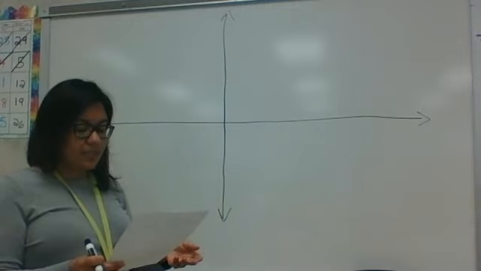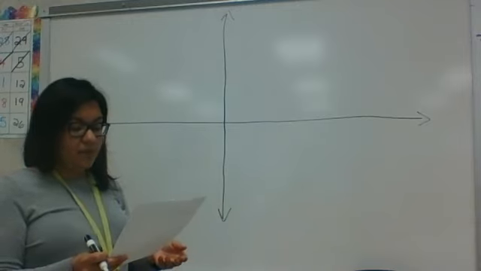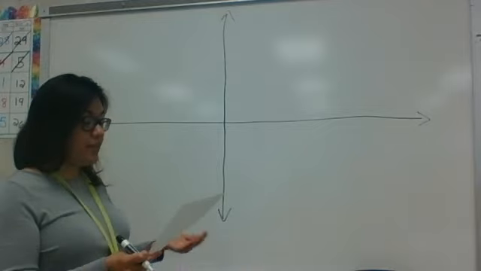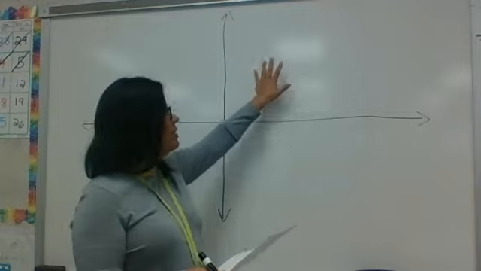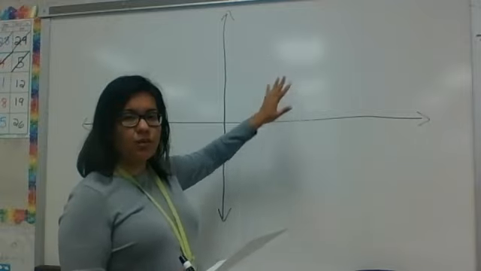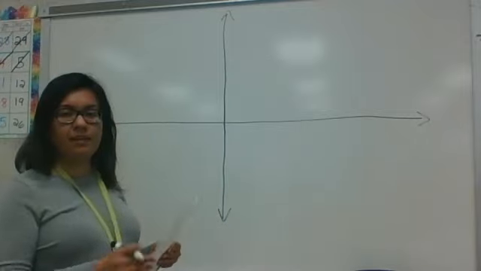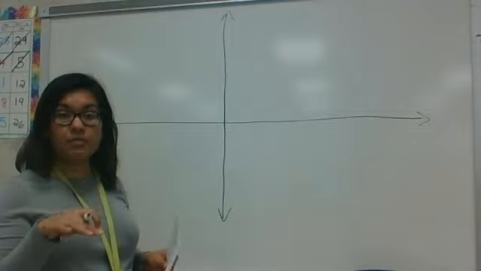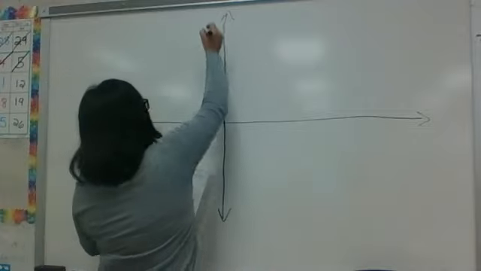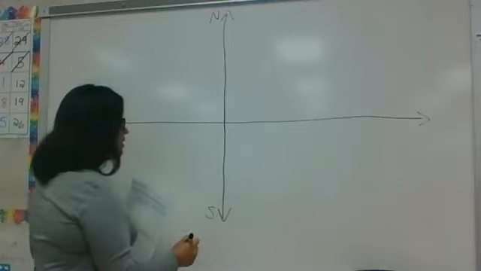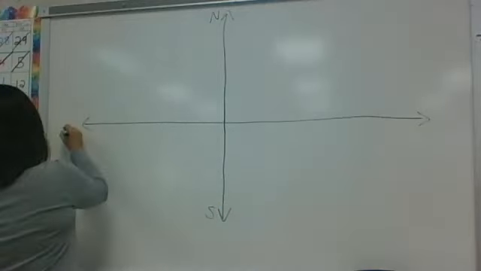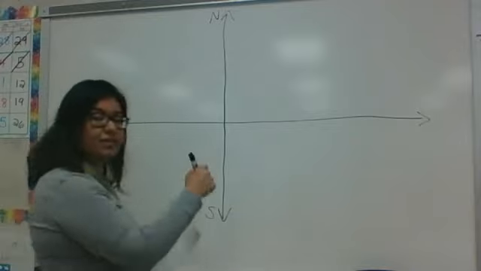Now, if I look at this, I notice that my first movement is east, and then my second movement is north. So east and then north. I'm going to guess that I'm going to be over here in this corner. First thing I want to do is go ahead and label those points with all the directions. So north is up, south is down, west is to the left, and east is to the right.